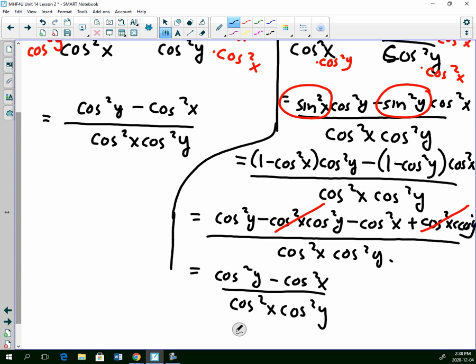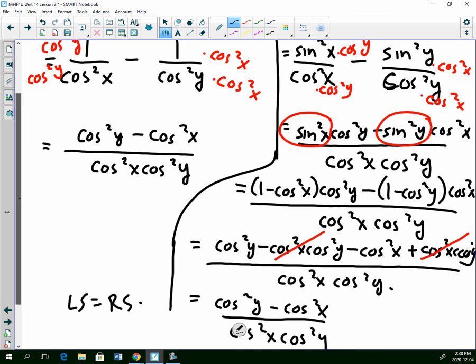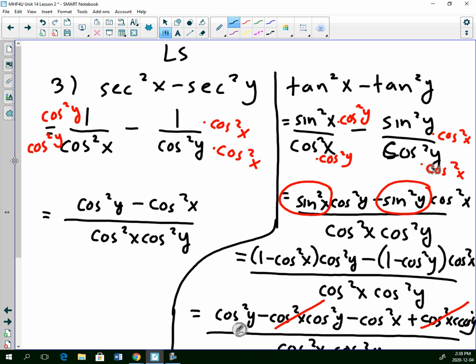And now we have left side equals right side. So the strategy being change everything to sine and cosine. What can you do to simplify it? On the left, we found a common denominator, and then we just left it. We went over to the right, we did the same thing. We changed to sine and cosine. What can we do to simplify? We can add those terms together by finding a common denominator, and then we compare.